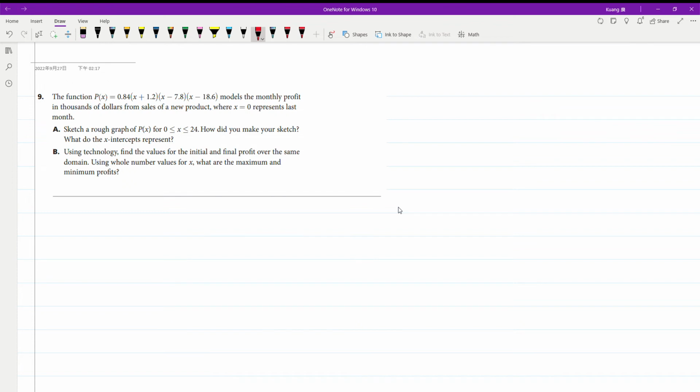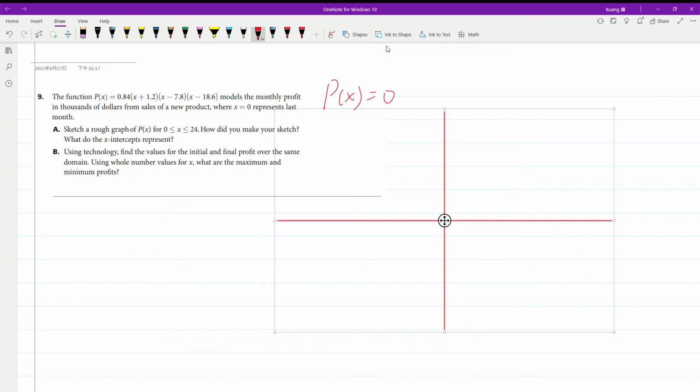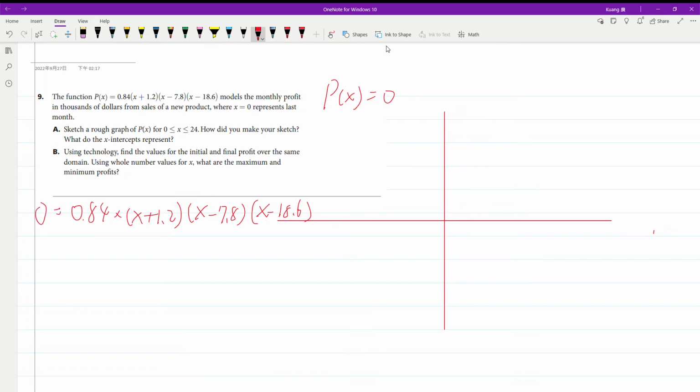In the interval 0 to 24, how do you make your sketch? First, I will find the x-intercepts of the function. X-intercept means P of x equals 0, where the graph intersects the x-axis. If P of x equals 0, that means this part equals 0: 0.84 times (x plus 1.2) times (x minus 7.8) times (x minus 18.6) equals 0.